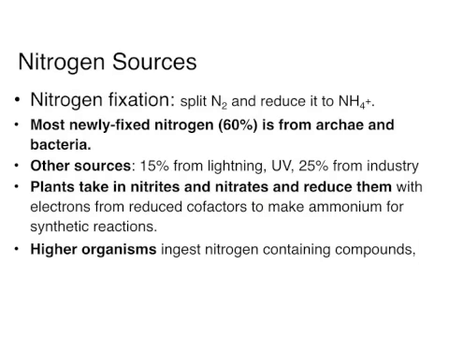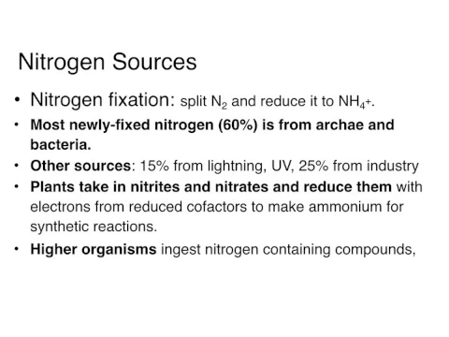The ultimate source of nitrogen for the planet is actually atmospheric nitrogen gas. Our atmosphere is about 80% nitrogen. The thing is, in order for this nitrogen to be used, it must be split and reduced to make ammonium. Most of the newly fixed nitrogen, about 60%, is produced by archaea and bacteria. Other sources include lightning, ultraviolet radiation, and industry during the production of fertilizers.